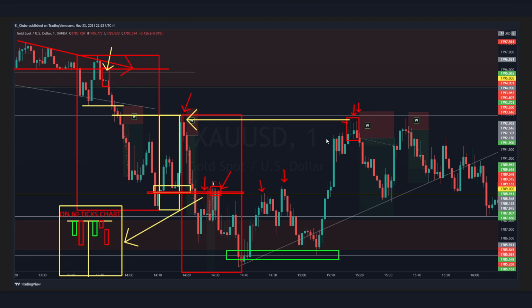Again, on the 60 ticks chart, you will probably see candles closing over there. That will be a perfect entry for a quick scalp. Then this entry, for example, would be the hardest, I would say.